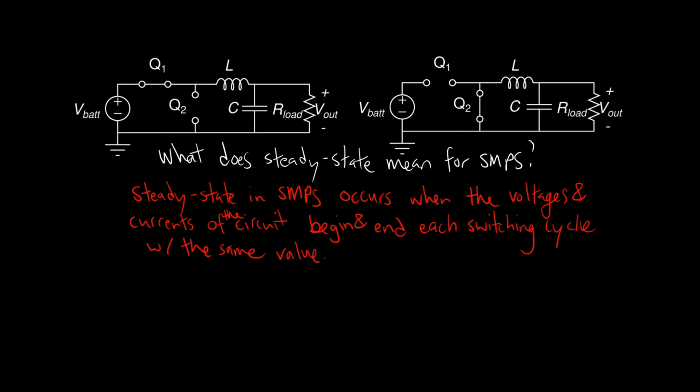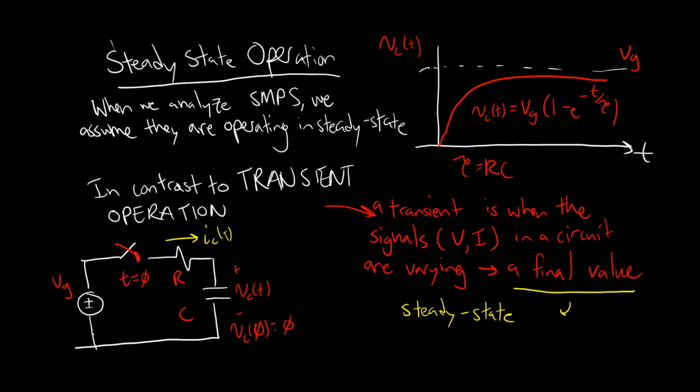So it seems kind of weird that this is the same idea as what we described before, right? How is this like this voltage here? How is the voltages and currents starting and ending the switching cycle at the same values the same as when the capacitor current stops or reaches the final value? How is that the same concept? Well, let's look at a waveform, right?